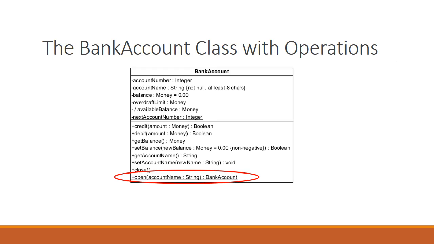Once again, let's take a look at this strange thing at the bottom, which is an open operation that is underlined. And an underlined operation denotes, once again, a class scope or a static operation. Now, this means that we do not have to instantiate a bank account object in order to call the open operation. We can simply call it using the class name itself.